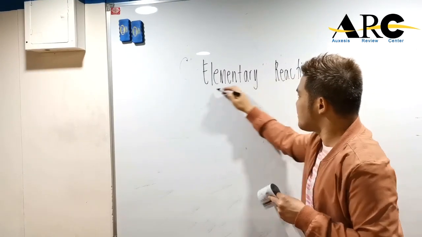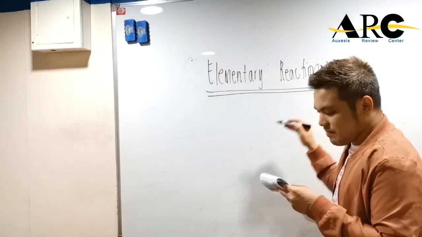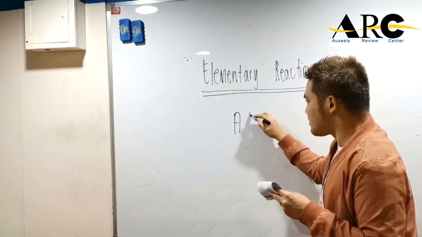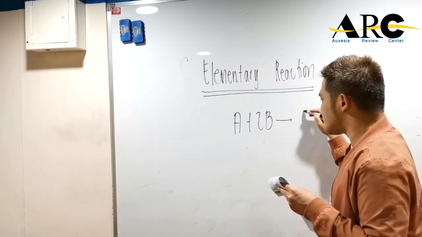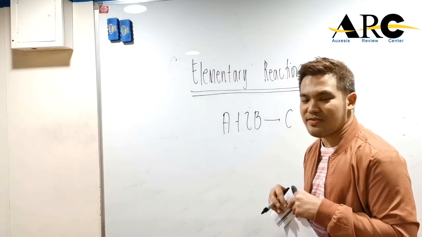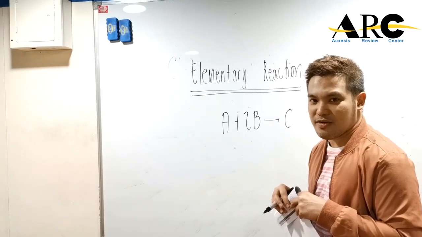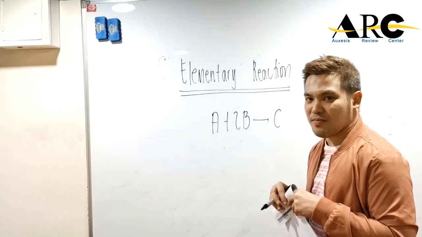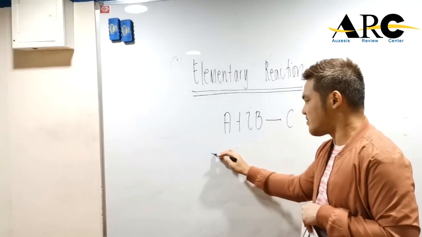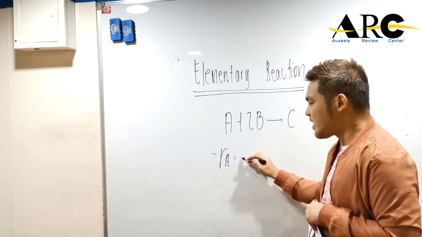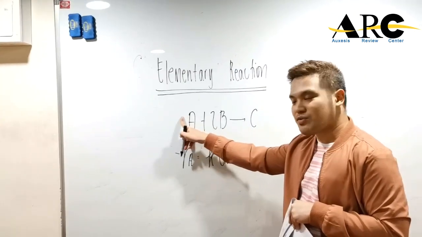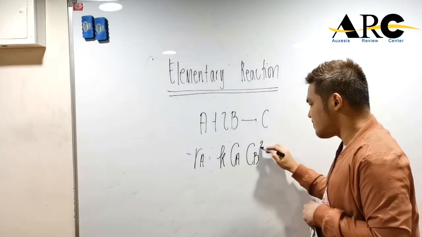Paano ba natin kukunin yung rate equation dito? For example, sa number 5, we have A plus 2B forming C. According to law of mass action, rate ng reaction is proportional sa concentration raised sa stoichiometric coefficient. For example, ine-express natin in terms of limiting reactant. Yung negative RA daw natin is proportional sa concentration ni A raised to 1 sa concentration ni B squared.